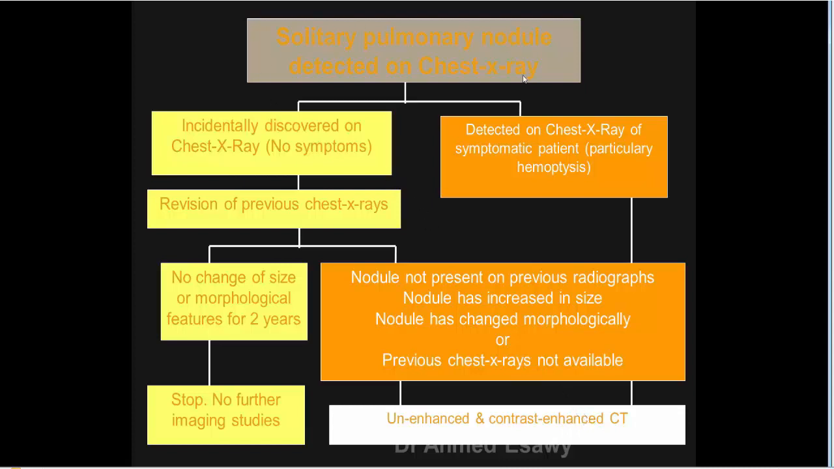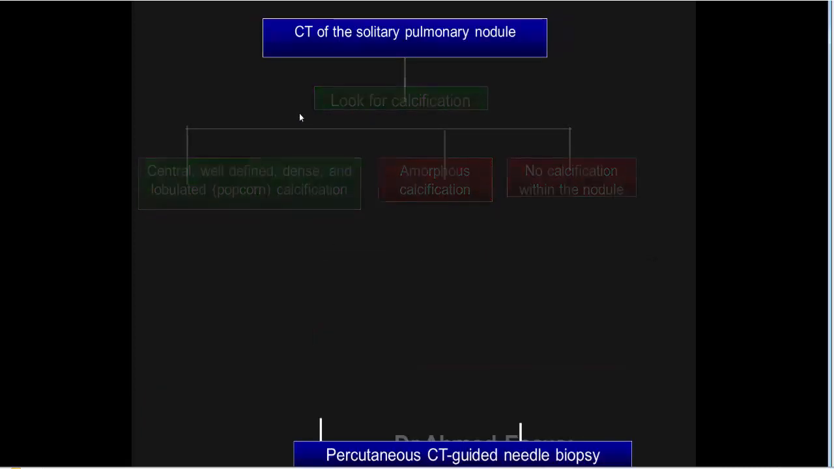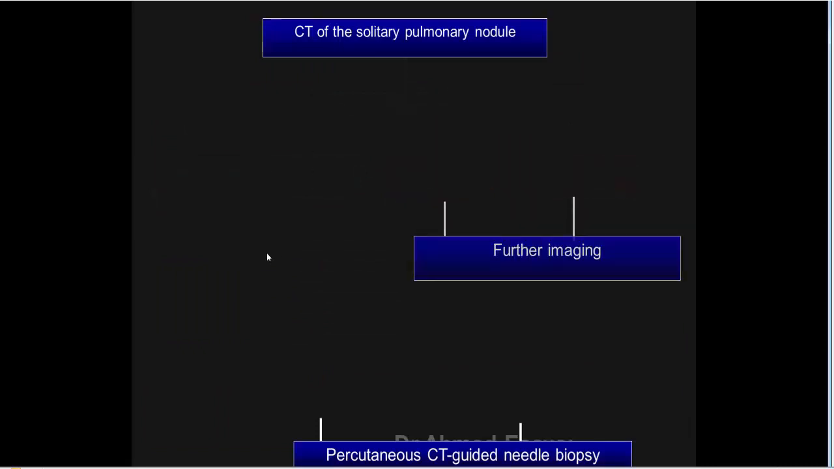If a solitary pulmonary nodule is detected on chest X-ray in a symptomatic patient, particularly with hemoptysis, and the nodule was not present on the previous radiograph, or the radiograph is not available, or the nodule has increased in size or changed morphologically, we go to a contrast enhanced CT. Then CT of the pulmonary nodule.